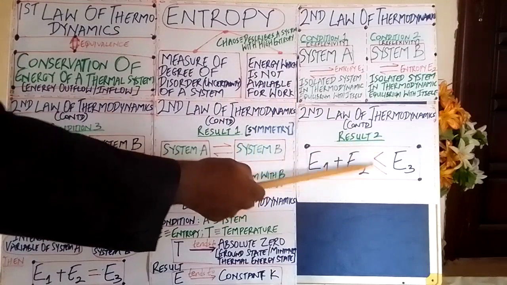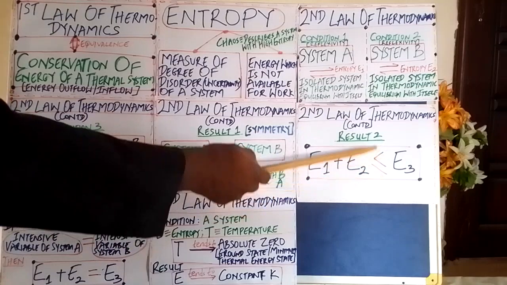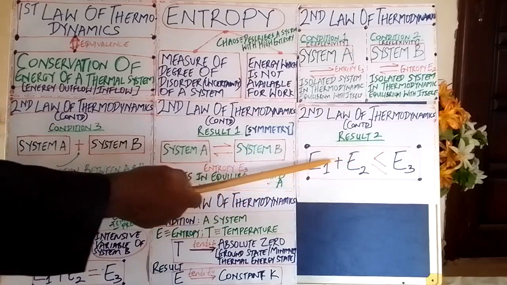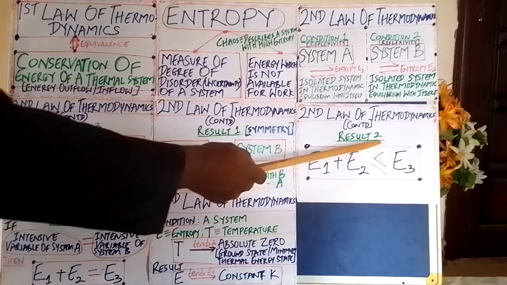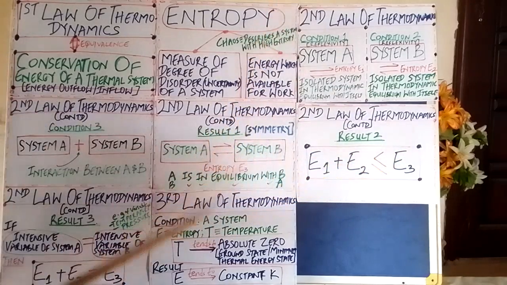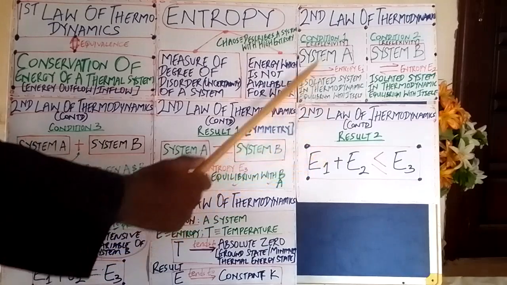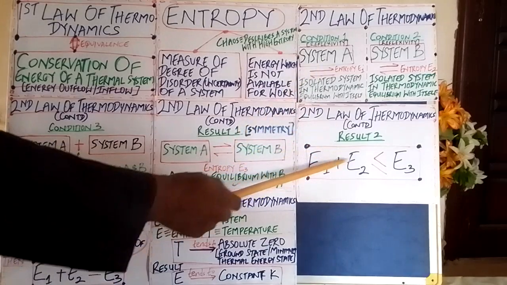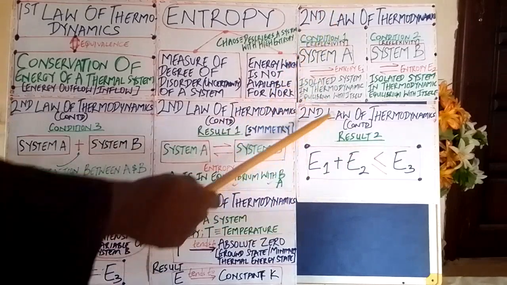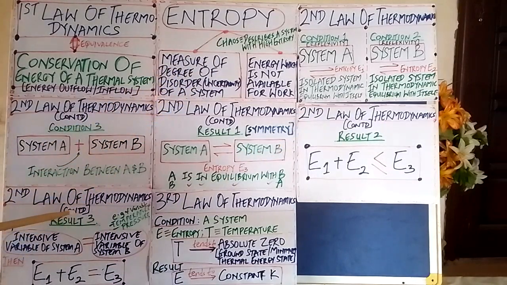So shortly, we are going to see when this inequality can go for equality. This one is saying that E1 plus E2 is less than E3, or E1 plus E2 is equal to E3. So when can we have a situation in which we can say with definiteness that E1 plus E2 is equal to E3? That is going to lead us to the third result with respect to the second law of thermodynamics, result 3.